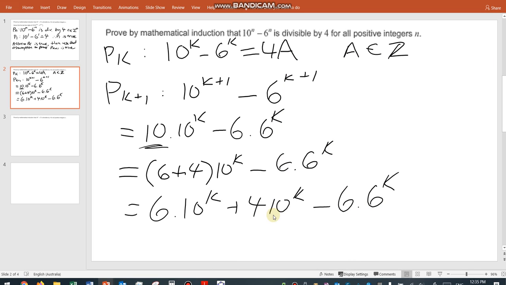Now I'm just going to pause the video here because we do have a 10-minute limit, and then we'll continue on the next one to see how we can prove that P of k plus 1 is in fact divisible by 4.